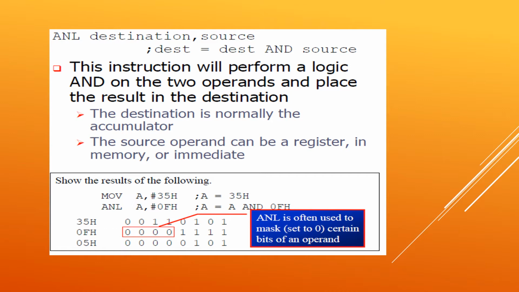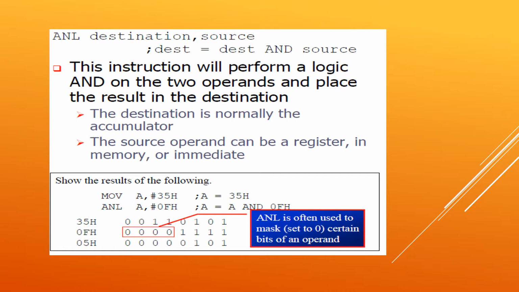Say for example, here you can see MOV A, #35H. So the accumulator contains 35H and is then ANDed with the data: ANL A, #0FH. So A AND 0FH, the operation will take place and the result will be stored. This is a simple instruction, and you can perform logical ANDing with it.